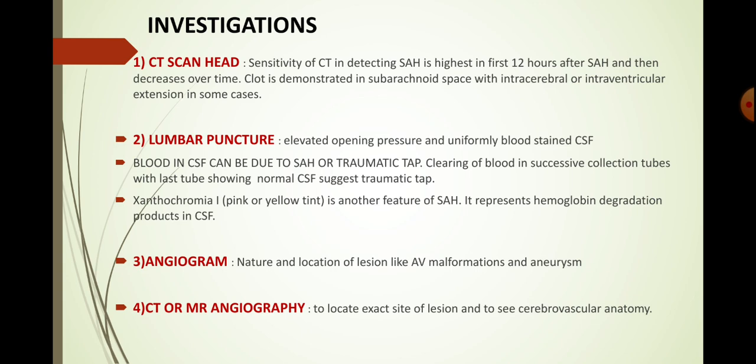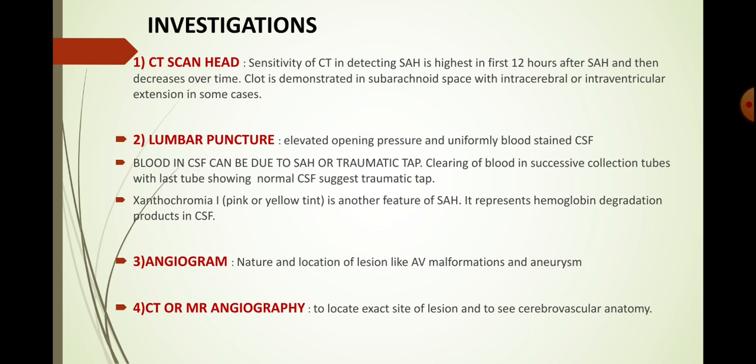Lumbar puncture is basically done when you strongly suspect that the patient has a subarachnoid hemorrhage, but his CT scan head findings are normal. So when you do a lumbar puncture, you take the CSF and you examine it. What you find in subarachnoid hemorrhage is an elevated opening pressure with uniformly bloodstained CSF. So this uniformly bloodstained CSF is also a feature of traumatic tap.